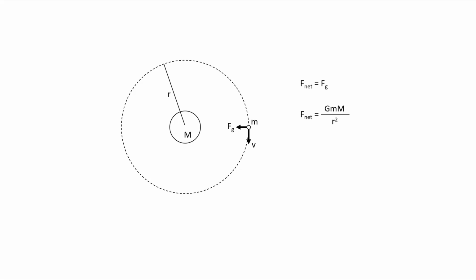R here would be the distance from the center of the Earth to the center of the satellite. Now, the satellite is so small you can pretend it's just a single point. So instead, r would be the radius of Earth plus the altitude, or how high the satellite is off the surface. We can write this equation again, but in place of little r, put Earth radius plus the altitude of the satellite.